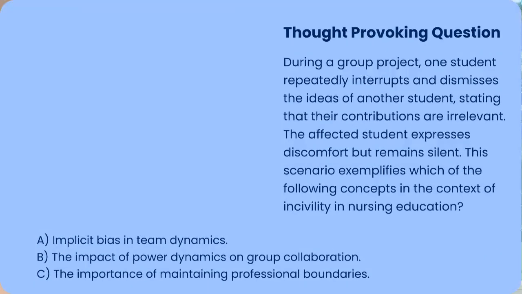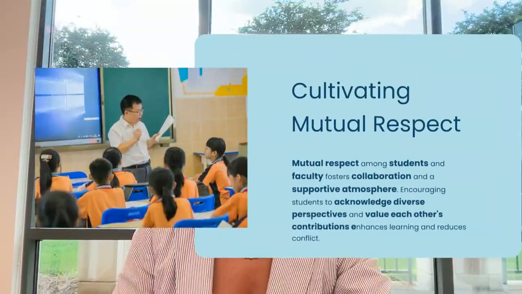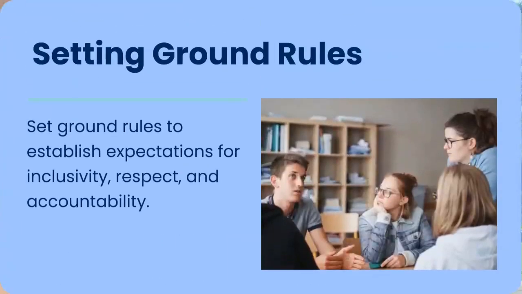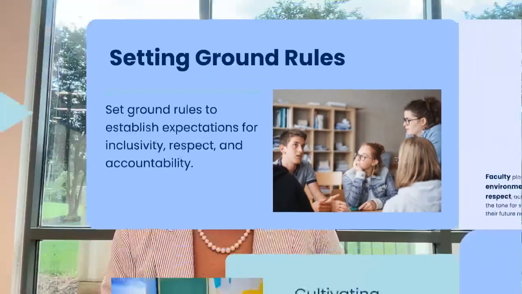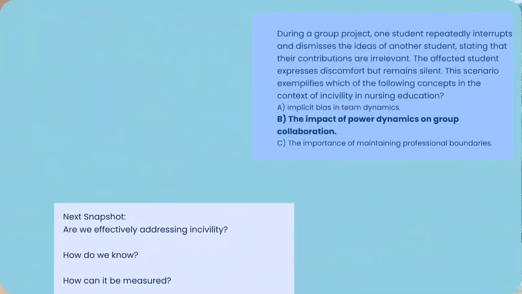All right, so with our thought-provoking question, if you chose C as the best option, let me get over to the correct one. All right. So if you chose C, that is not the correct option. Okay, I know I tried to trick you. So, C, the importance of maintaining professional boundaries, that is not going to exemplify the specific message we want to get to students, right? Because remember, this was about incivility between two students.